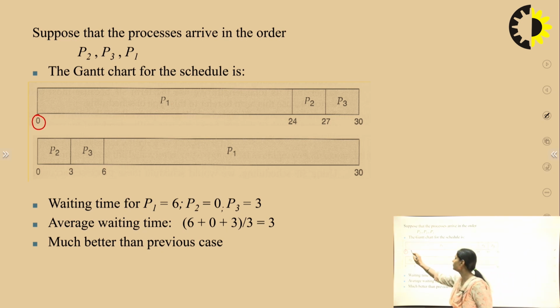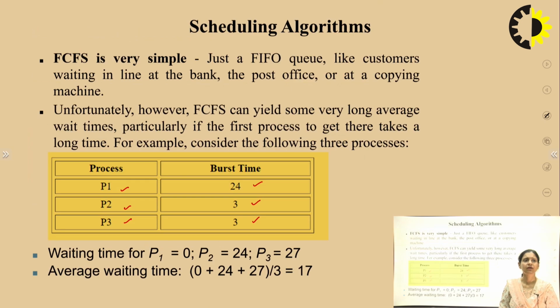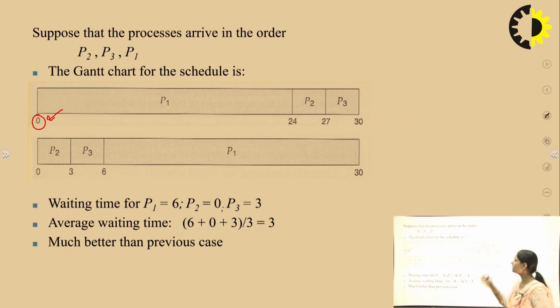So, the waiting time for P1 is just 0 milliseconds. But if we look here at process P2, which takes only 3 milliseconds of execution time, it has to wait for 24 milliseconds because the process P1 is executing. So the waiting time for the process P2 is 24.